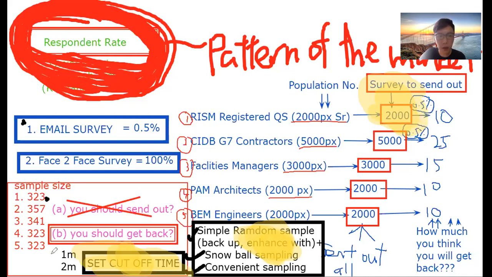Okay, what is a reasonable cutoff time? 1 to 2 months for you guys, degree students, 9-month students, right? So these are the response rate slides. Very important. Response rate is not the number you should get back. And sample size is not the number you should send out. Remember, always remember this. The number you should send out is here. Okay, done. Last 10 minutes for Q&A session. 3 slides for today. This is the third slide, and Q&A session starts now.